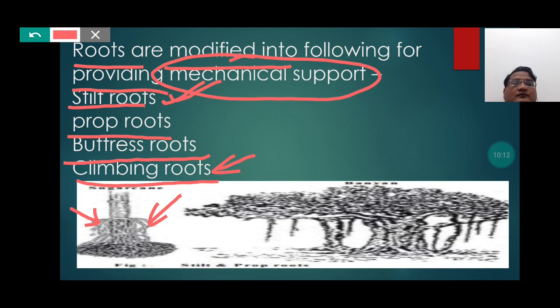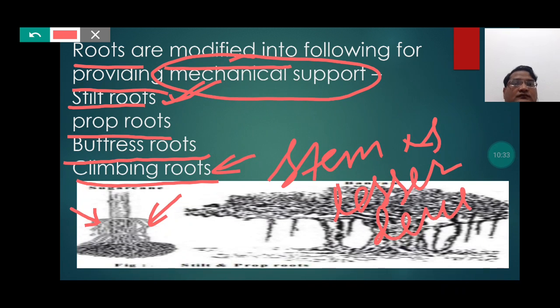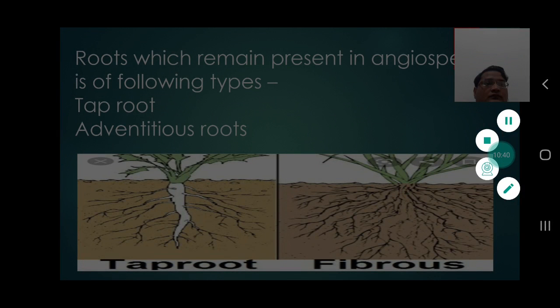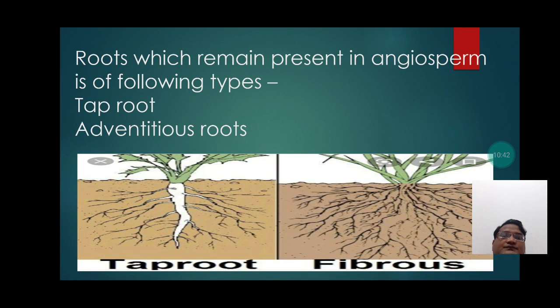Climbing roots are the specific roots which help the plants to creep on the ground as the stem is lesser developed, and buttress roots are the bulky roots which remain present in the dicot trees.